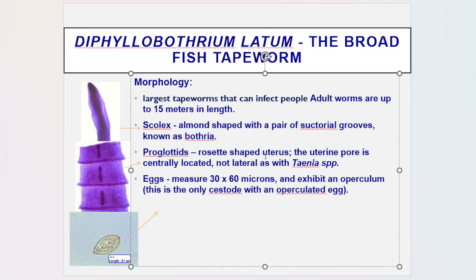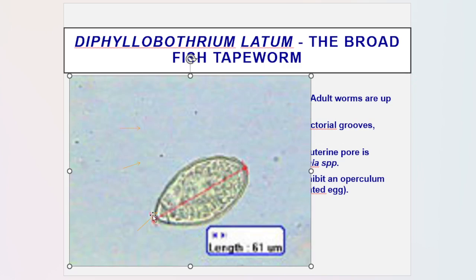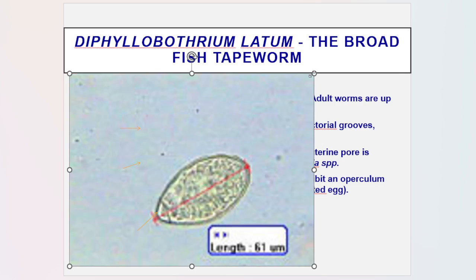Rosette shape, the uterine pore is centrally located. Si Taenia, di ba, sa side, sa gilid, dito yung kanyang uterine pore. But here, it's centrally located. Aside from that, kaya siya black sheep, ang daming reason on why this is the black sheep of the cestodes. Meron siyang operculum. Ano na ulit yung operculum? It's where the larvae exit from the egg. Unlike for other cestodes, sumasabog lang sila. Dito, meron siyang opening, maarte. So, it has an operculum.